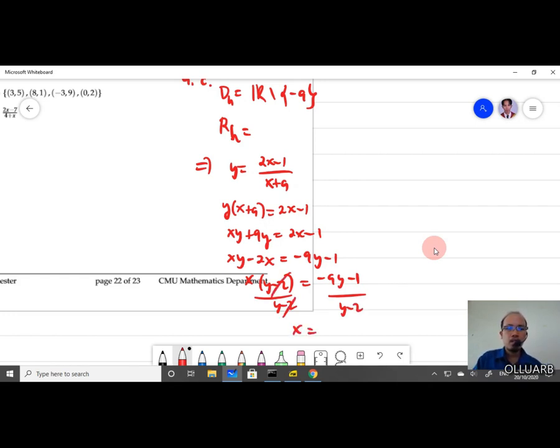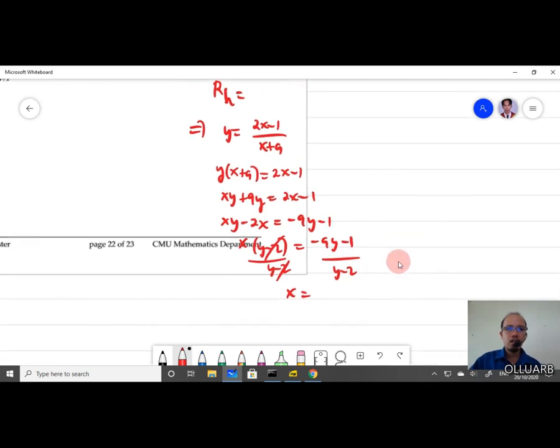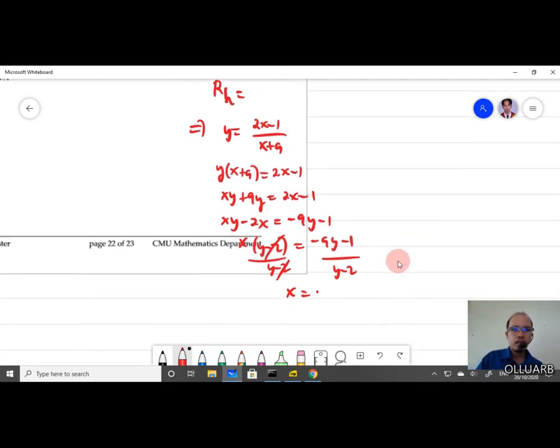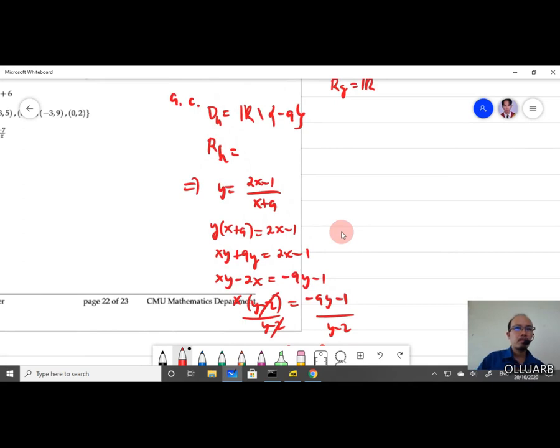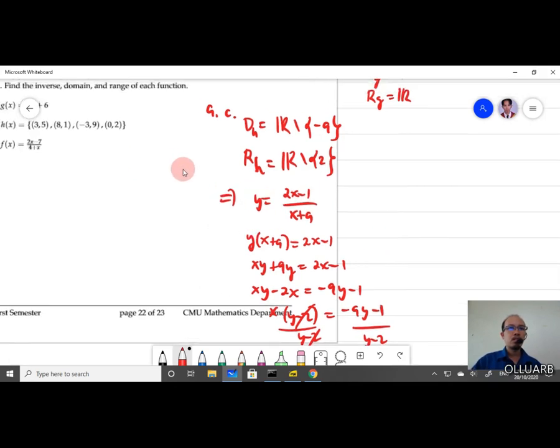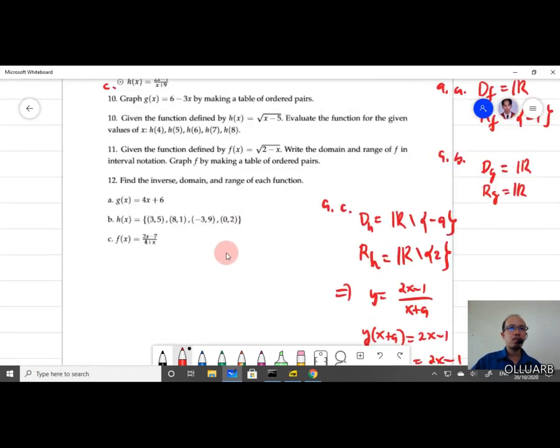X is this one, -9y minus 1 over y minus 2. So the value of y for which x is well defined is not 2. So the range is the set of real numbers except 2. Okay, so that's how you are going to use it.